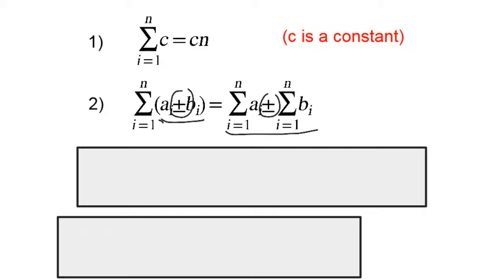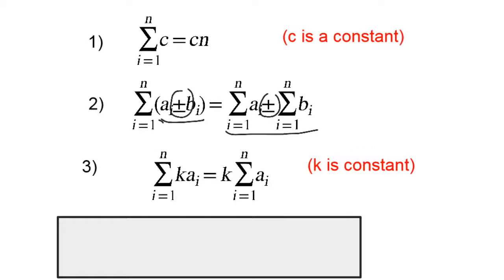My next one: if I have a summation times a constant, in this case k is my constant, when I have that constant in front of a summation, I can simply bring that outside and I can do that. Okay?